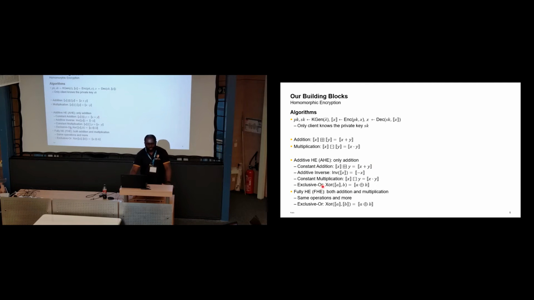This means that we assume that we have a public and private key that is generated by the client, and the public key is revealed to the server. We can do homomorphic addition on ciphertexts, and also multiplication. If the scheme supports only addition, then it is additive homomorphic, but you can still have operations like adding a constant, inverting a ciphertext, or multiplying by a constant.